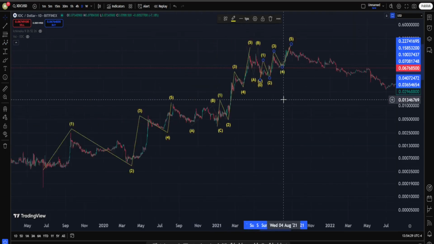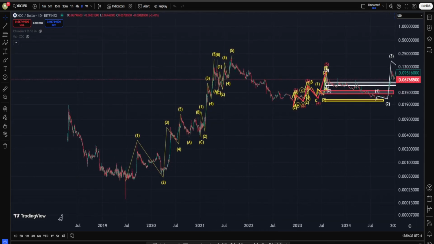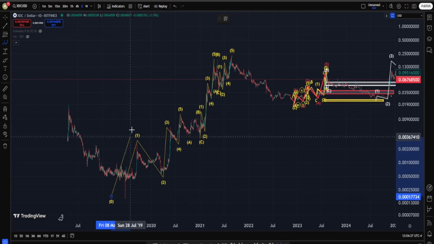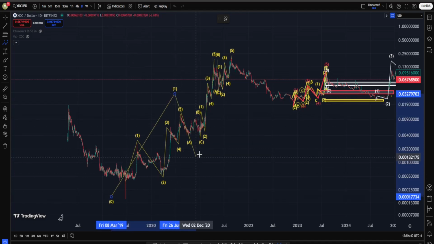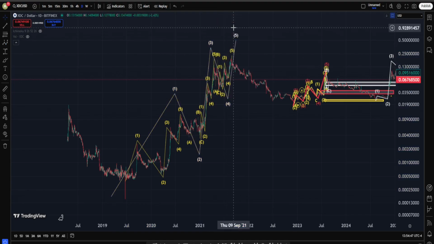And well, on a higher degree, if you are a regular viewer of the main channel, you probably know what I'm about to say. I think in XDC, in this bull run, we completed the subwaves for a 1, 2, 3, 4, 5 wave up, which means the overall structures are screaming bullish.